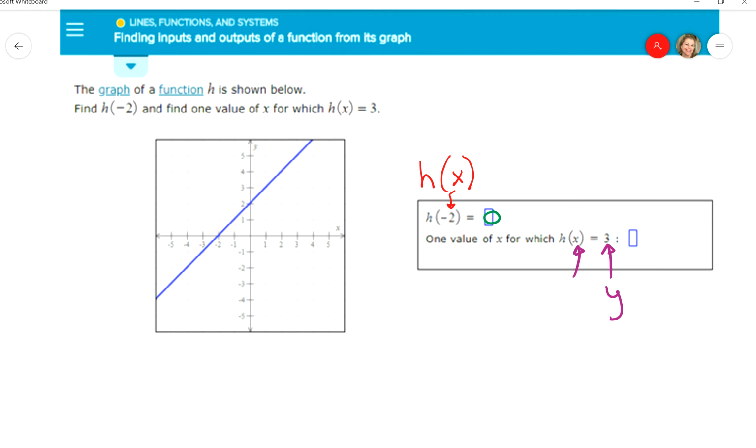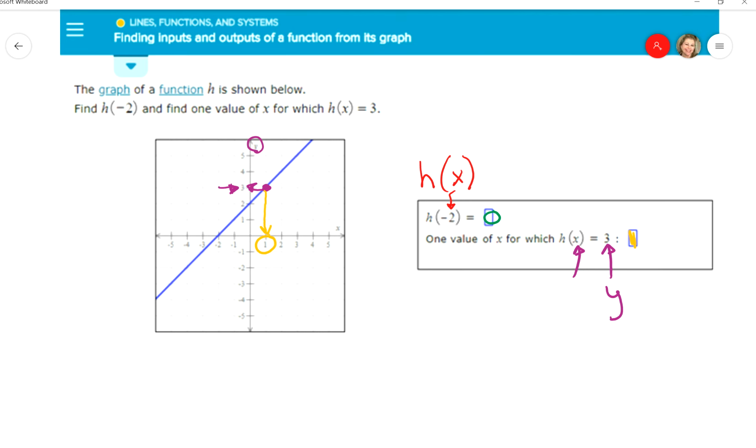I go to the y-axis, here's the y-axis, and I look for the number 3. The number 3 is right there. So I go over, here's 3, I go over to the graph. This point right here is the point on the line that has a y coordinate of 3. And what I want to know is, what is its x coordinate? So all I have to do is look straight down, and there it is. It's the number 1. That's it.